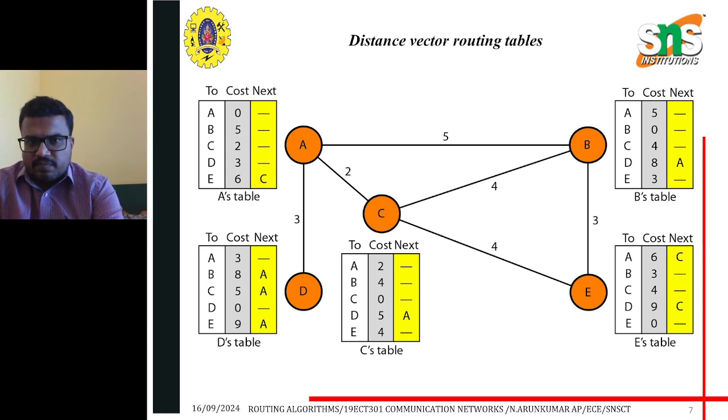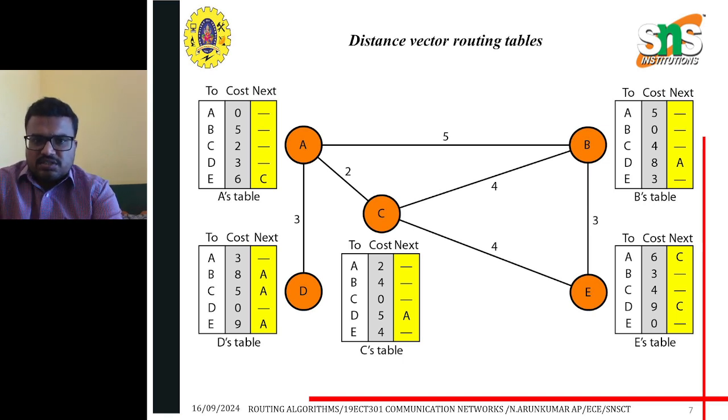The table is formed based on the number of nodes which are connected with each other. Starting from node A, this is A's table. A to A is 0, A to B has a cost factor of 5, and A to C has a cost factor of 2. A to D is very near to the next node, and the cost factor is 3. A to E is far away from the starting node A, so we eliminate the E node by assigning an infinity value.